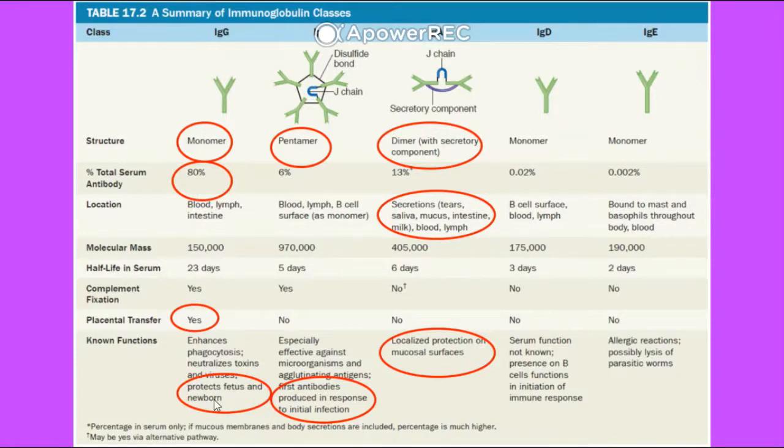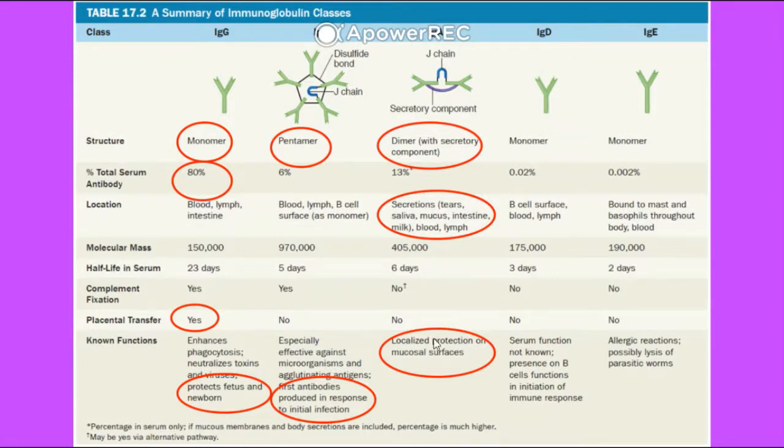There's a whole lot of information to digest here. You need to be able to pick out what's unique, and what I've circled in red here is going to be most important to you. So some of these structures are important to know. The percent of the total antibody for IgG is important. You need to know that's the dominant one there. You need to know where they occur. So for example, the IgA has this secretory component, so it can be secreted into your saliva, mucus, intestines, milk, and it is also present in the blood and lymph naturally.